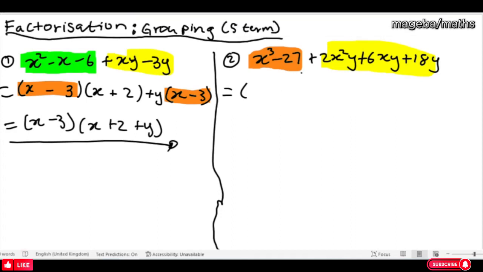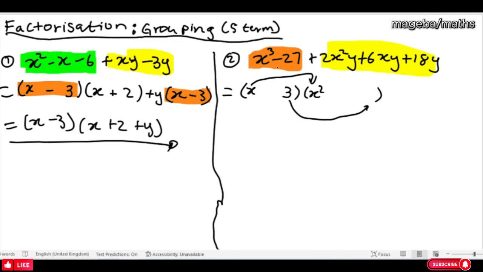Remember, on the difference of cubes, first we have a small bracket and then a bigger bracket. What is the cube root of x cubed? It's x. And then what is the cube root of 27? It's 3. Then we need to know what we are going to multiply by. Starting with x, what do I need to multiply with this x to give me x cubed? It's going to be x squared.